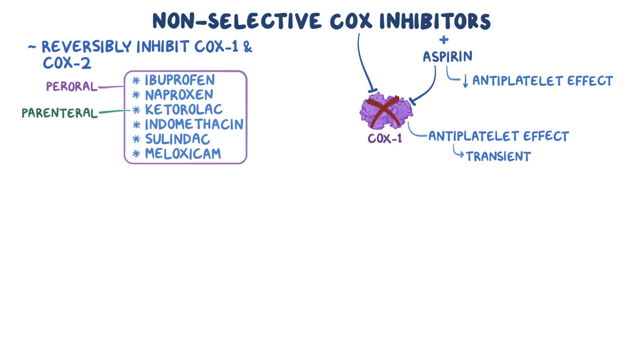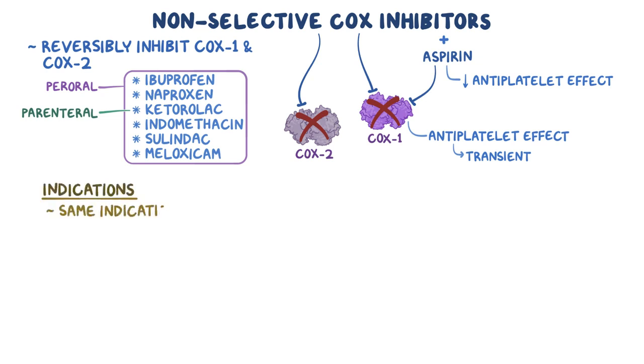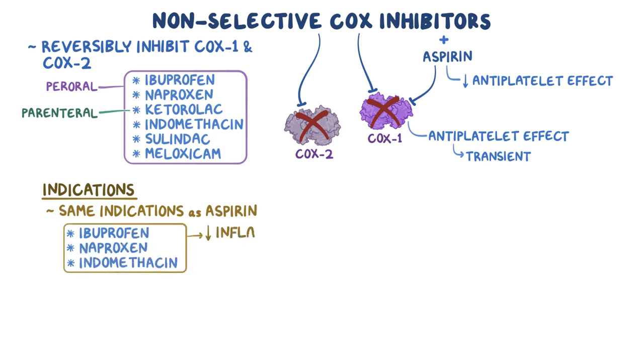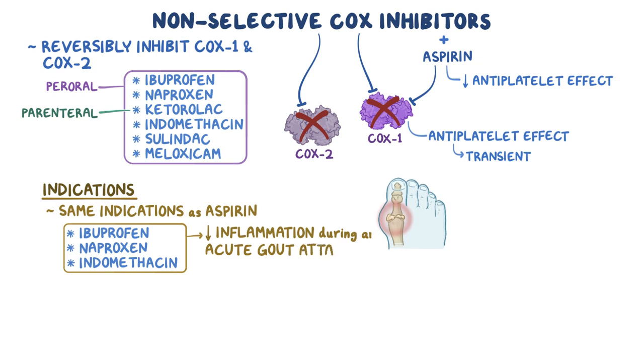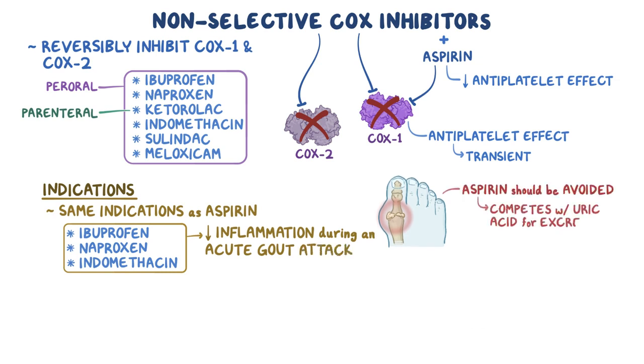Next, these medications also inhibit COX-2, which reduces inflammation, pain, and fever, so they have the same indications as aspirin. However, ibuprofen, naproxen, and indomethacin are also used to reduce inflammation during an acute gout attack, where aspirin should be avoided since it competes with uric acid for excretion in the kidneys, which might worsen the symptoms of gout.